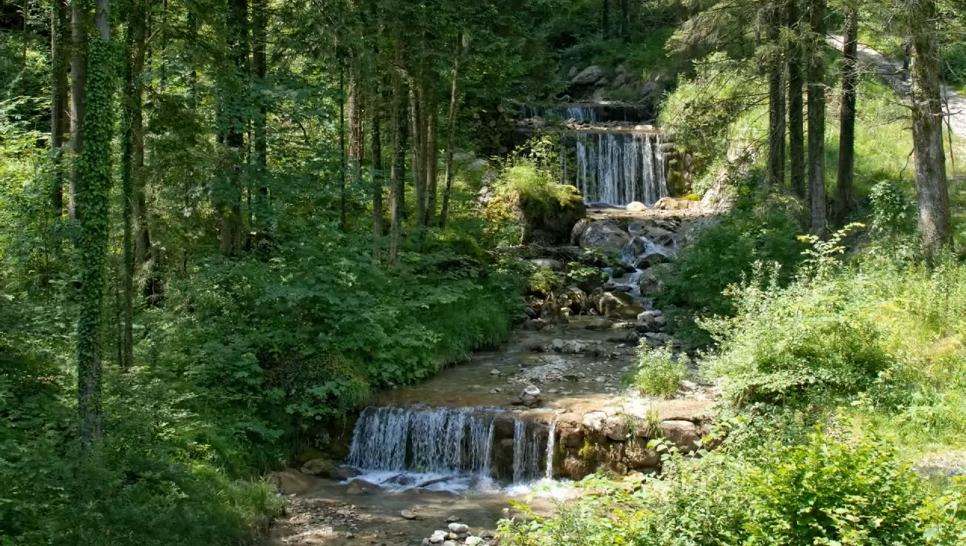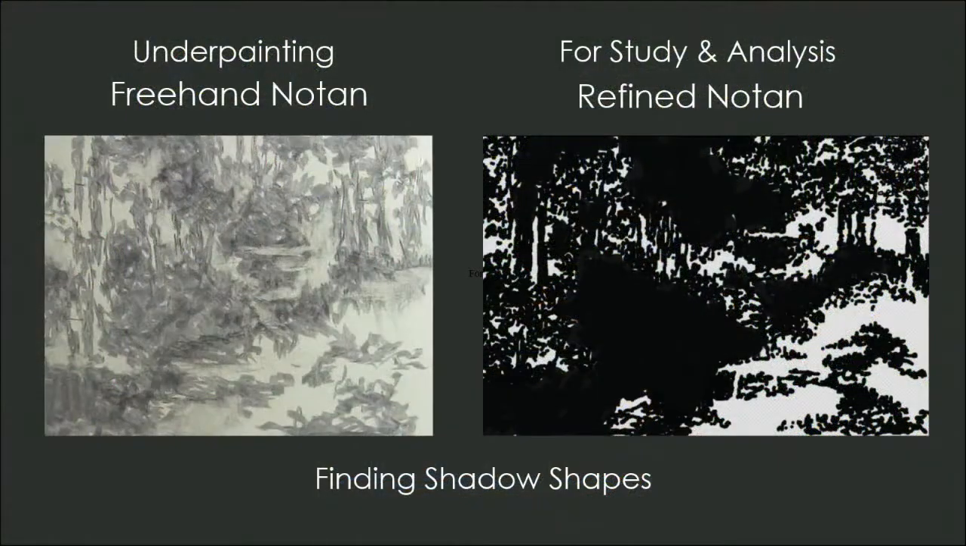We're working with value shapes in this series. In our lesson 1, which was the lesson prior to this one, we were working with shadow shapes. In this lesson, we're working with shadow meets light. This is the underpainting of the freehand No 10 on the left there. Of course, the photo you were just looking at is the subject we are using today.